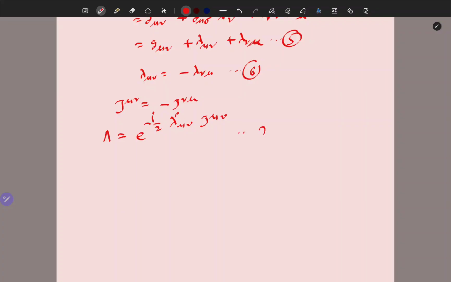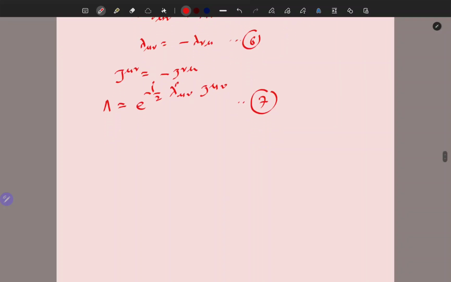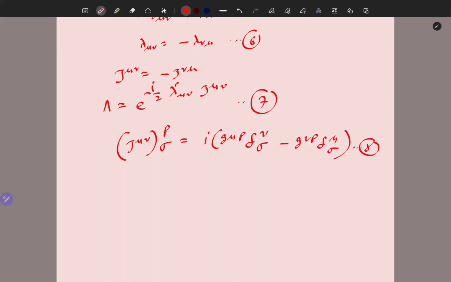The above expression depends on the representation we are using. For example, in the case of the 4-vector representation, (J^μν)_ρσ = i (G^μ_ρ δ^ν_σ minus G^ν_ρ δ^μ_σ). This is equation number 8.